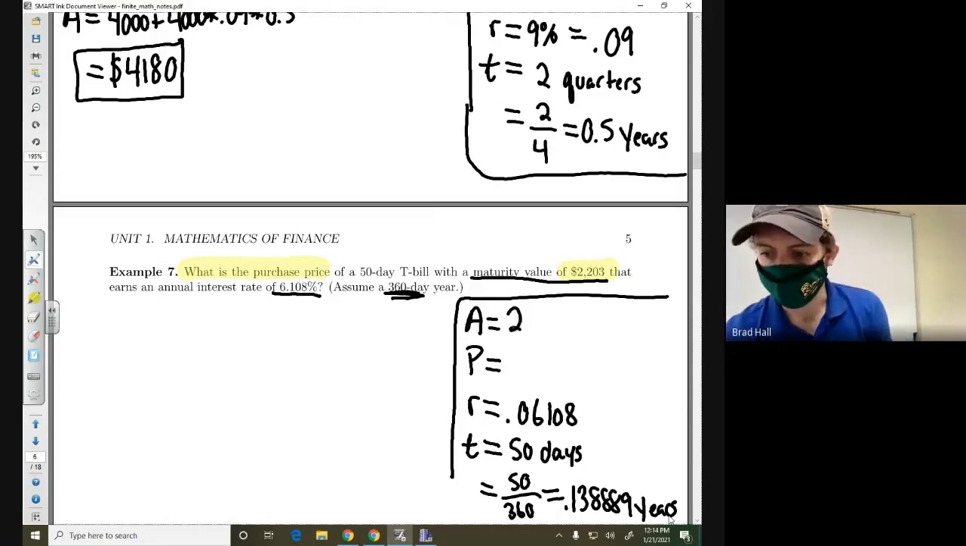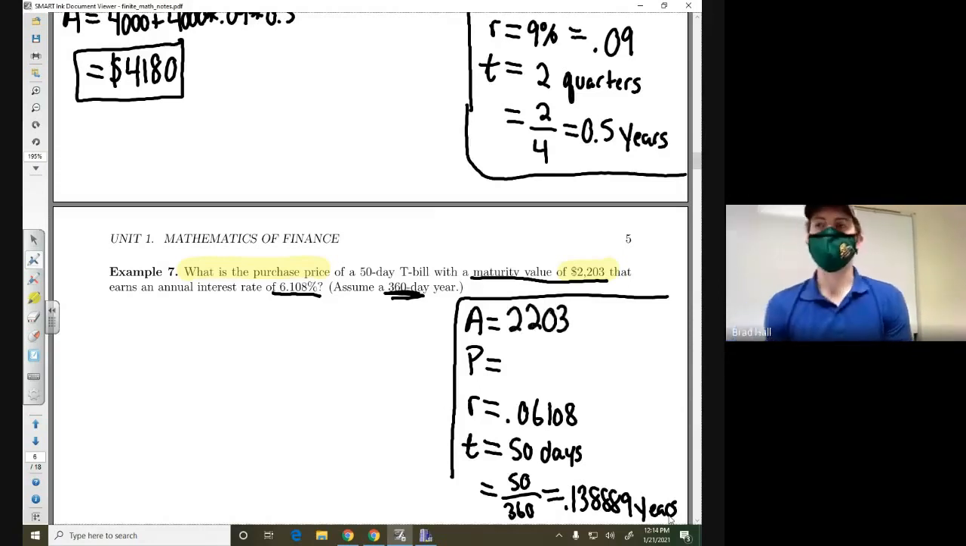2,203 is a final value, and they want you to find the purchase price. How much did you pay now, or how much did you get now, so that this value grew to $2,203 later? We're looking for P.